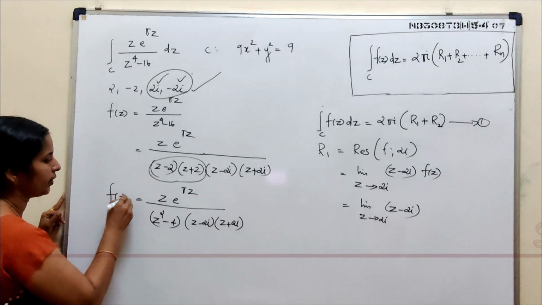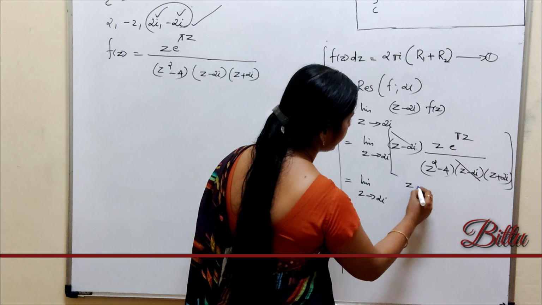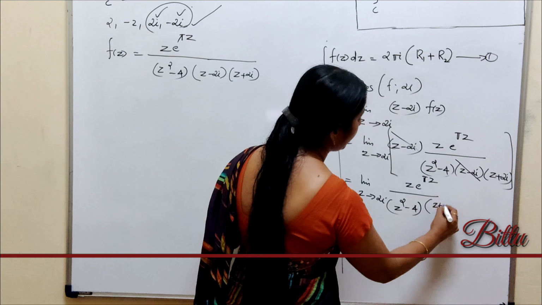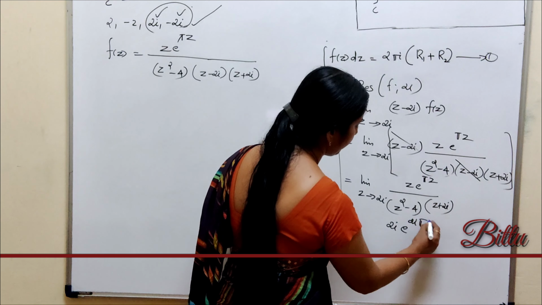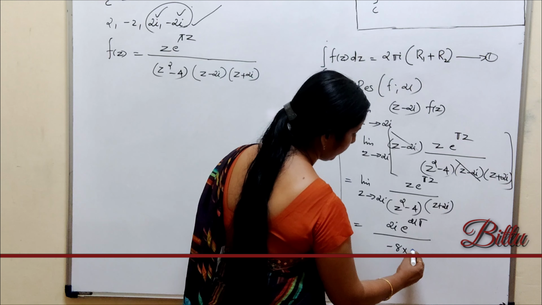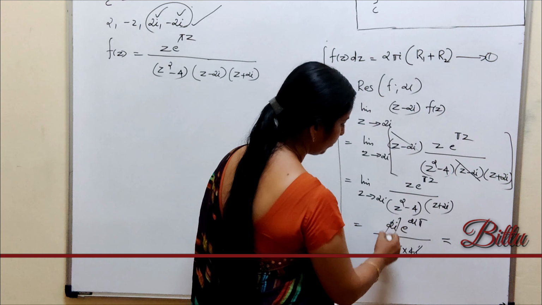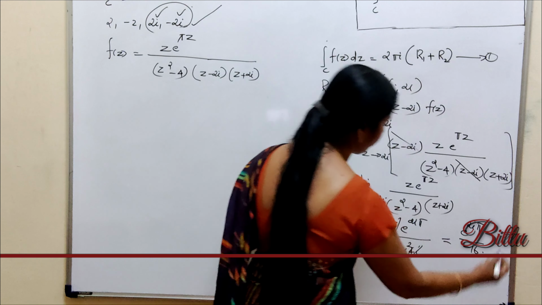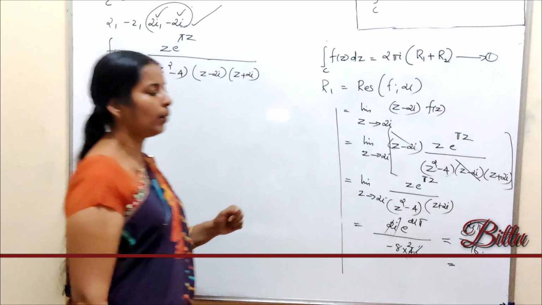This is our f(z). That is, limit z tends to 2i, z e raised to pi z by z square minus 4 into z plus 2i. That is, 2i into e raised to 2i pi by minus 8 into 4i. The 2 will cancel, so it is e raised to 2i pi divided by minus 16. Next we have to find e raised to 2i pi.